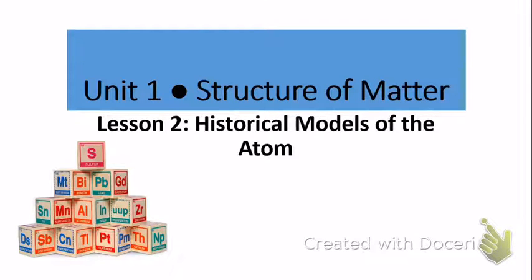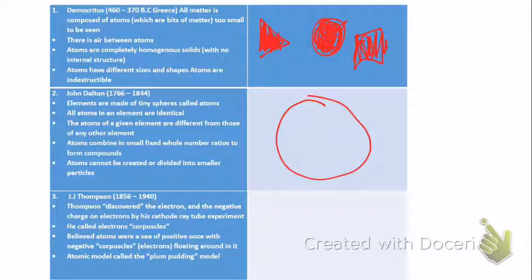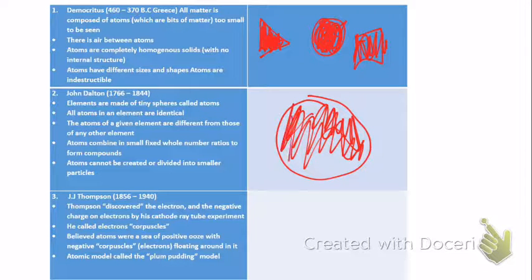All right, let's get started with lesson 2, part 2 of historical models of the atom. Now, in part 1, we talked about Democritus, and remember Democritus developed a model of the atom. The atoms were solid, and they came in different sizes and shapes. All right, we looked at that. And then we looked at John Dalton's model, and he said that atoms were spherical, but they were solid and could not be divided into smaller particles at all.